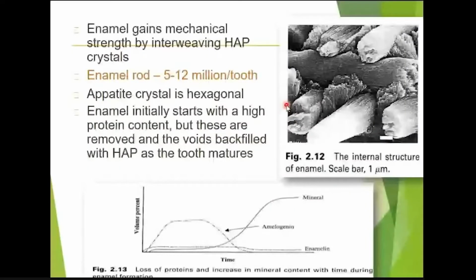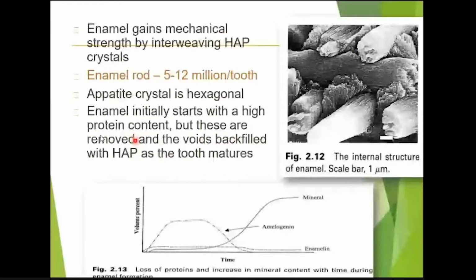Enamel initially starts with a high protein content, but this is removed and the space filled with hydroxyapatite crystals as the tooth matures. From the start, the ameloblast produces enamel, and at first the enamel production is mostly protein content. But with the time of development and formation of the enamel, it is replaced by hydroxyapatite crystals.